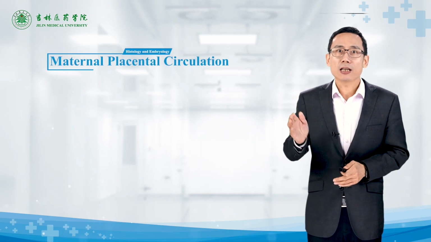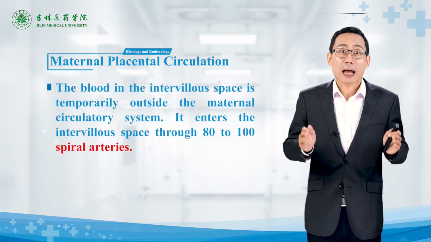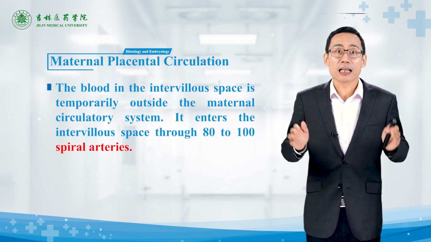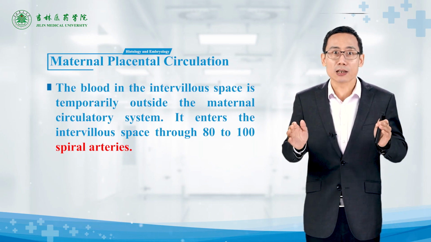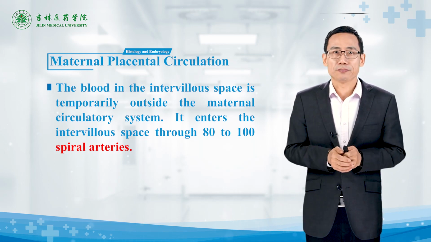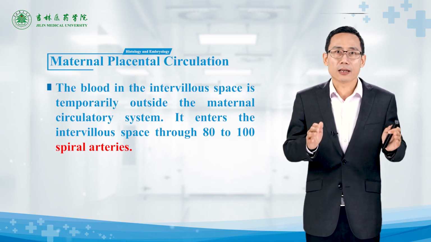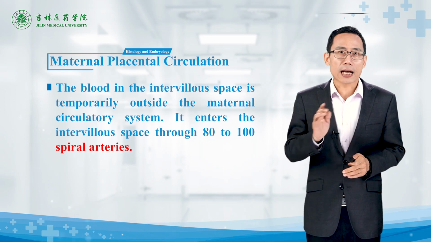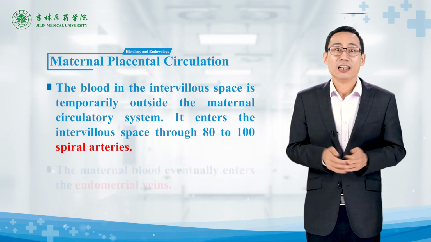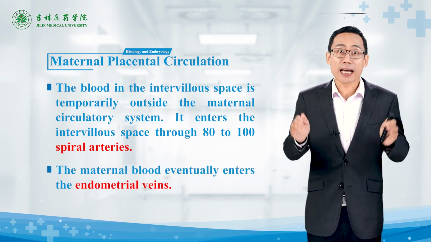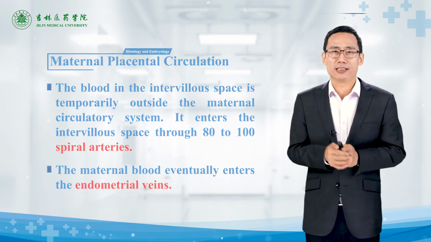Maternal placental circulation. The blood in the intervillus space is temporarily outside the maternal circulation system. It enters the intervillus space through 80 to 100 spiral arteries. The maternal blood eventually enters the endometrial veins.